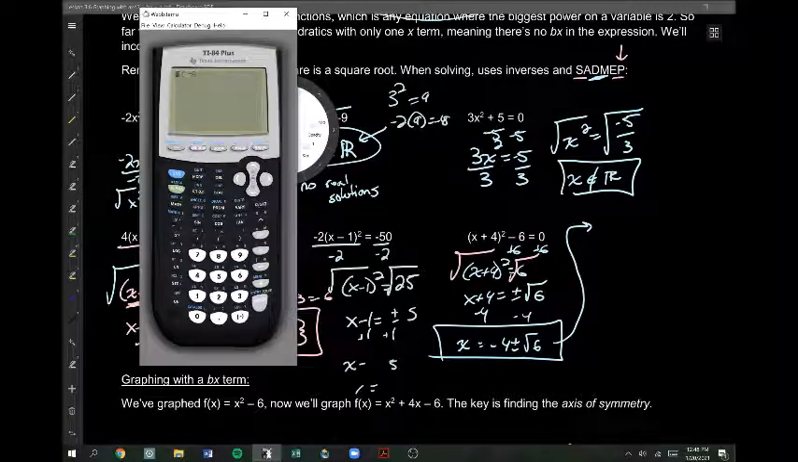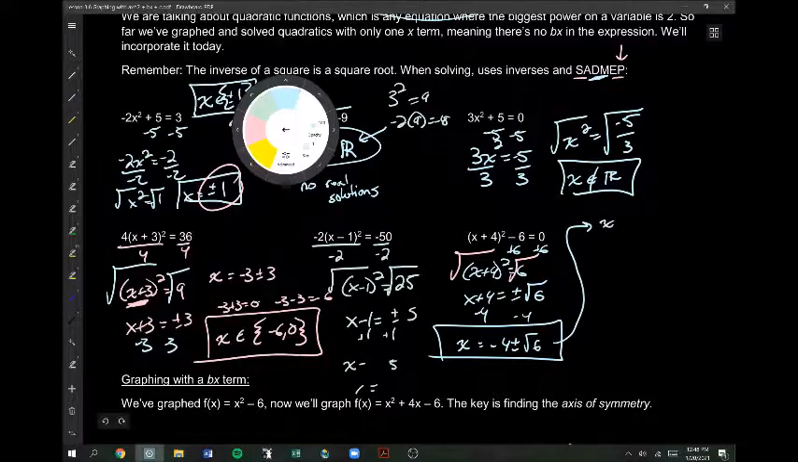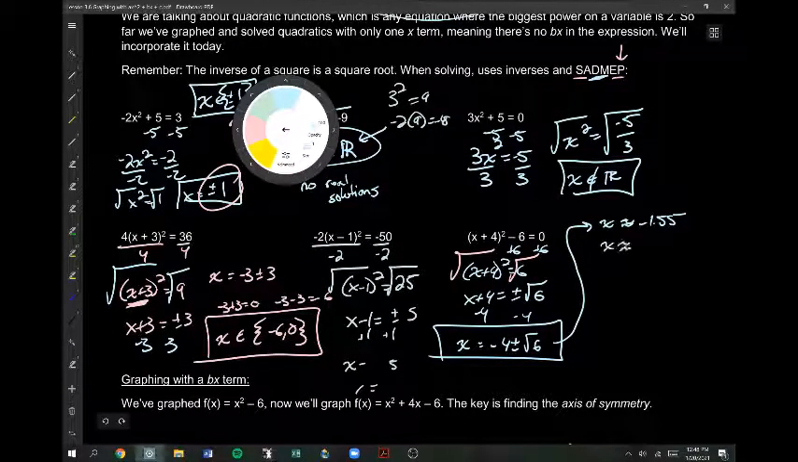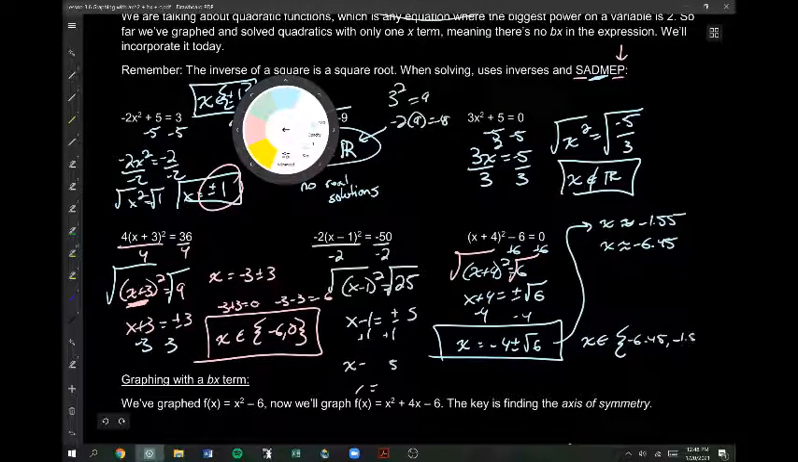In my calculator, I'm going to do negative 4 plus the square root of 6. And I get negative 1.55. About equal to negative 1.55. And I'm going to do negative 4 minus the square root of 6. Negative 6.45. So the other way I could write my solutions are negative 6.45 and negative 1.55.